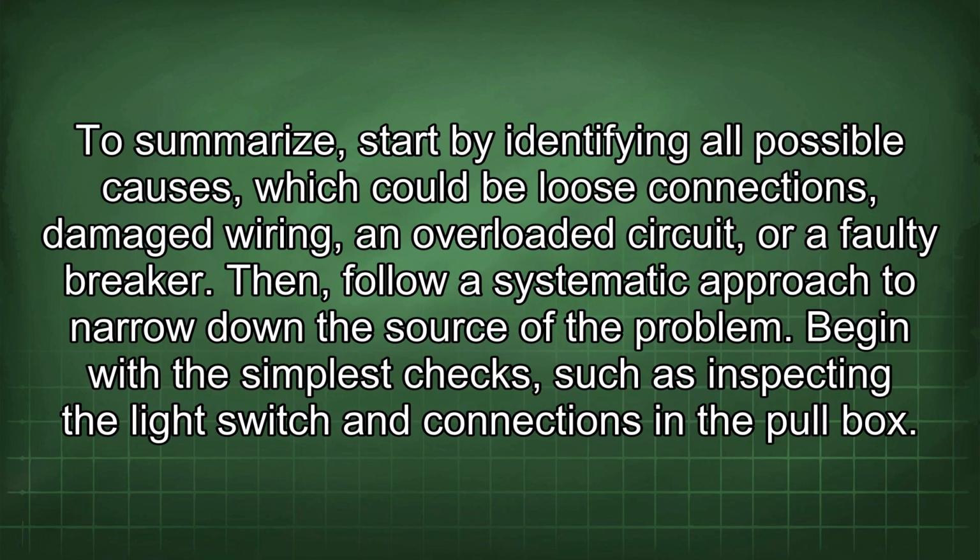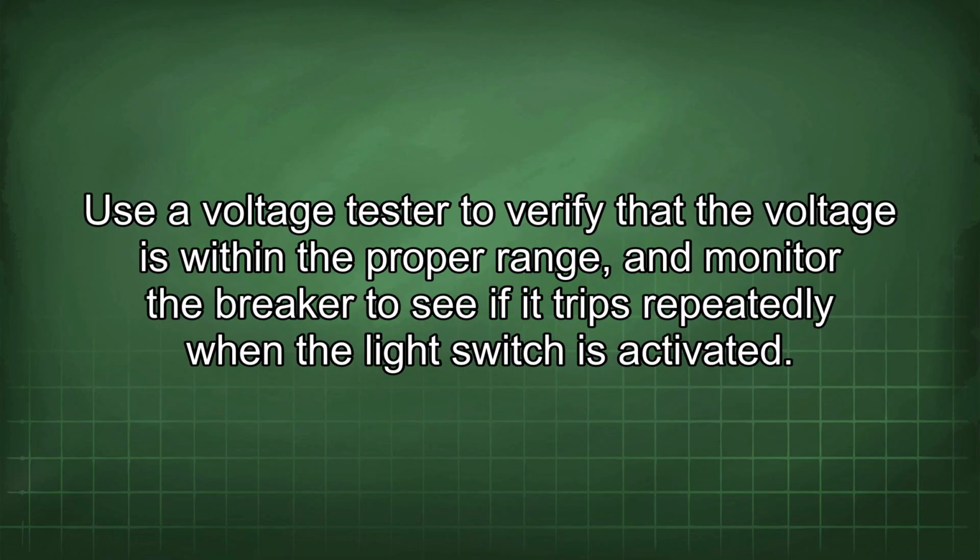To summarize, start by identifying all possible causes, which could be loose connections, damaged wiring, an overloaded circuit, or a faulty breaker. Then, follow a systematic approach to narrow down the source of the problem. Begin with the simplest checks, such as inspecting the light switch and connections in the pull box. Use a voltage tester to verify that the voltage is within the proper range, and monitor the breaker to see if it trips repeatedly when the light switch is activated.